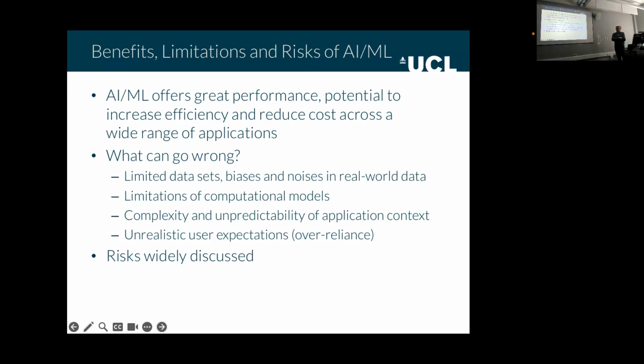Importantly, sometimes models get deployed in a context that is quite different from the one that they were designed in. And so the complexity and unpredictability of an application context can cause problems. And finally, one thing that I saw often in my own research is that people often have unrealistically high expectations of what AI and ML can do. So that's what is known as over-reliance.